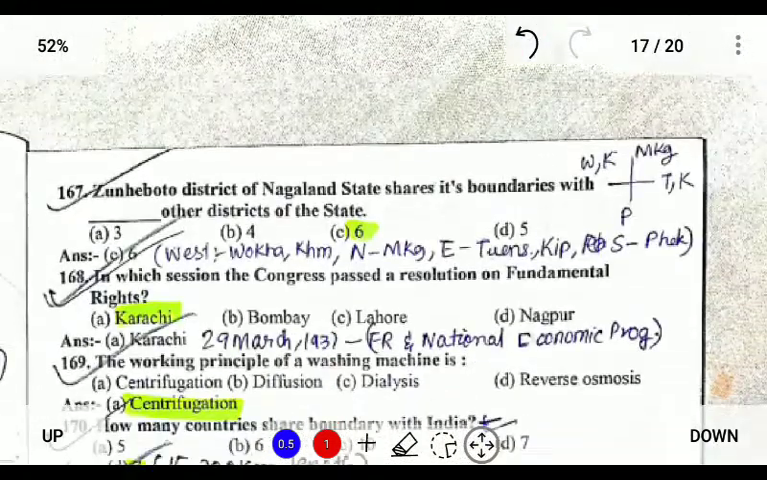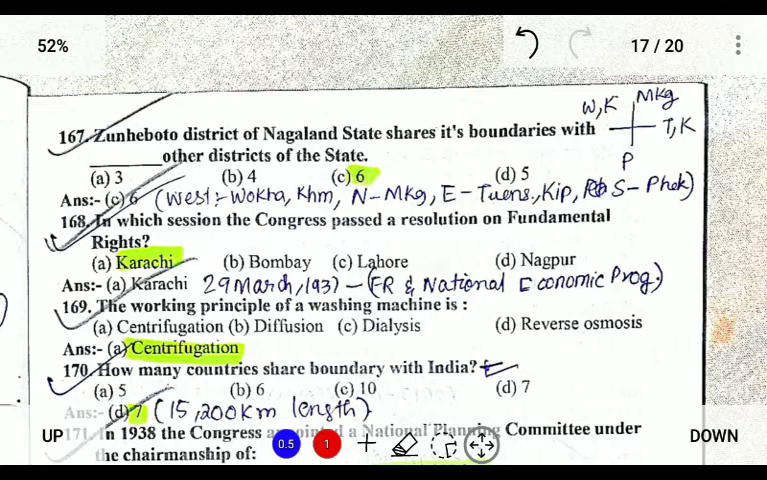Next, the Zunheboto district of Nagaland shares its boundary with six districts of Nagaland. In which session did the Congress pass a resolution on fundamental rights? Congress passed a resolution at Karachi. This was after the civil disobedience movement, on 29th of March 1931, where fundamental rights and a national economic policy program were introduced.